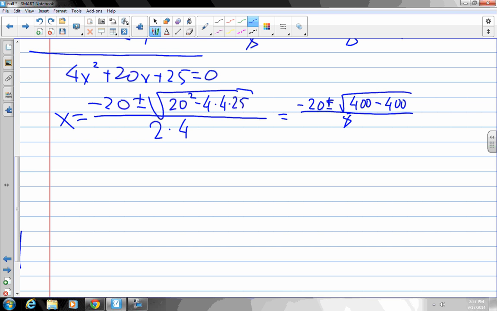Right? So 400 minus 400 is 0. The square root of 0 is 0. So we're just down to negative 20 over 8, which reduces to negative 5 halves. One real solution, which is fine. Graphically speaking, it's a parabola that's just sitting on the x-axis. It just touches the x-axis once.